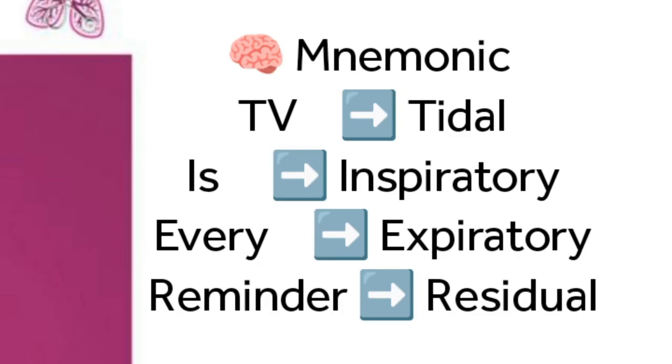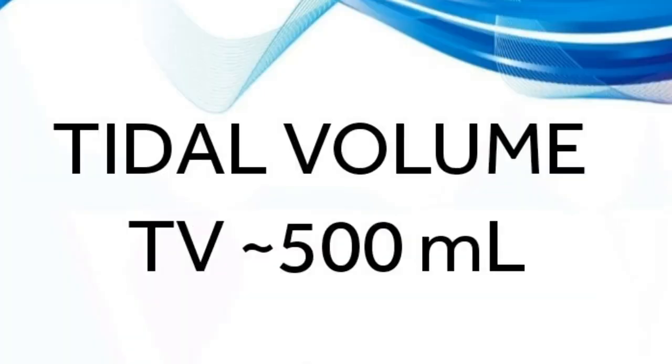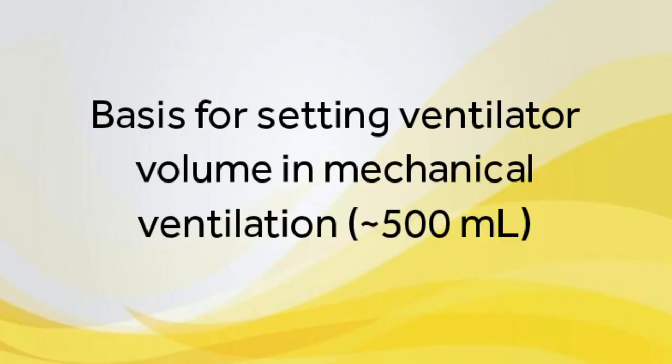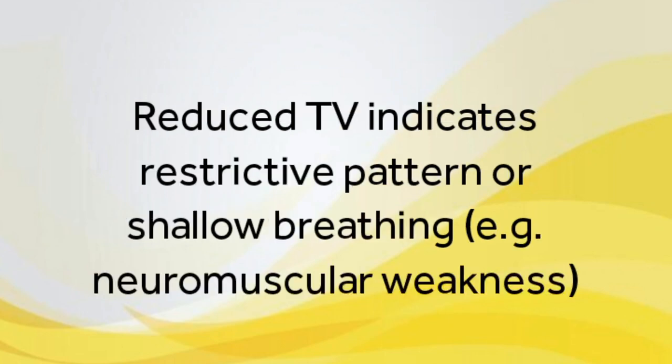Mnemonic: TB is every reminder. Tidal volume is approximately 500 milliliters. It is the air you breathe in or out normally during rest. It is the basis for setting ventilator volume in mechanical ventilation. Reduced TV indicates a restrictive pattern or shallow breathing, for example, neuromuscular weakness.